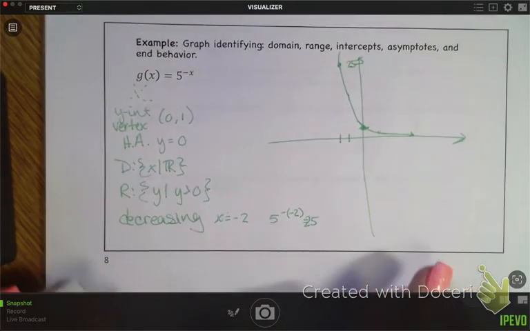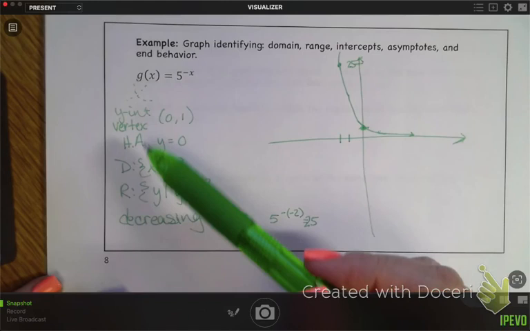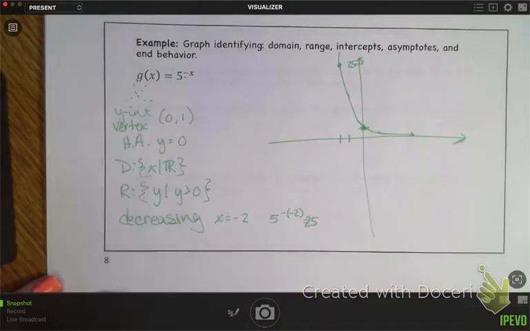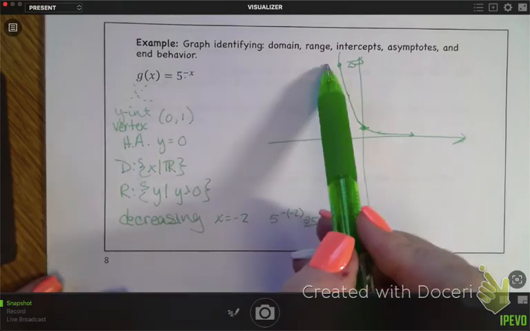Oops, got off camera, sorry. So nothing changed here, but that negative is always tied to the x, and it will be reflected over the y-axis to show that graph.